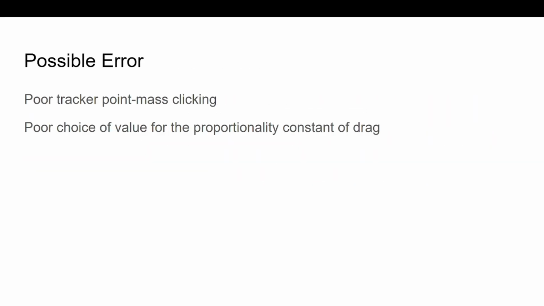Possible error: poor tracker point mass again, like I mentioned earlier, and a poor choice of value for the proportionality constant of drag. Thank you.